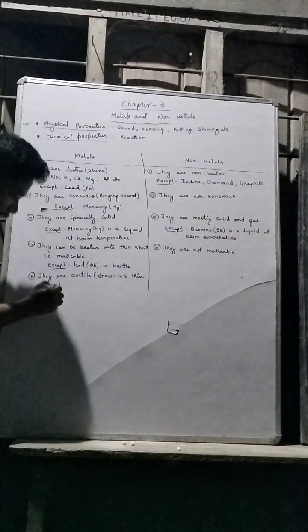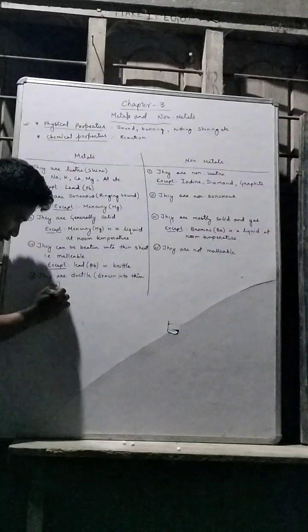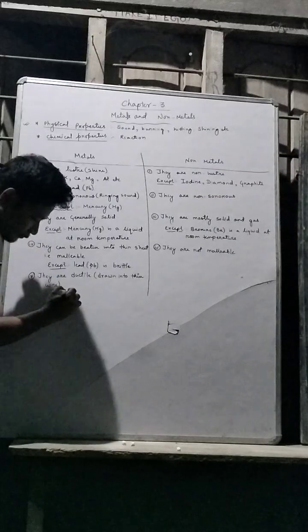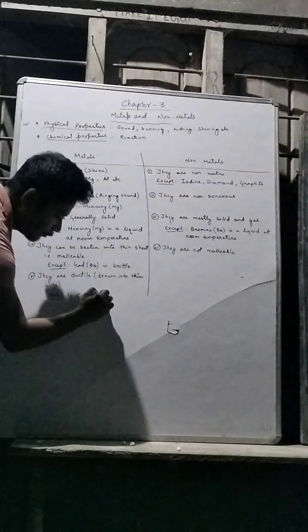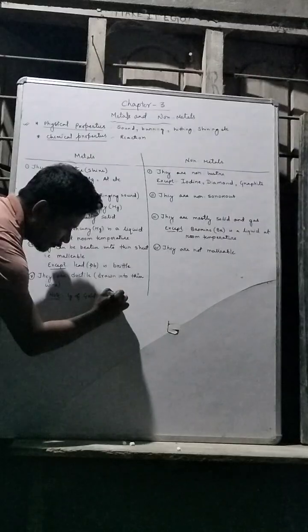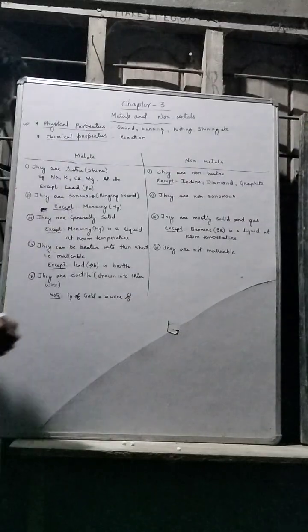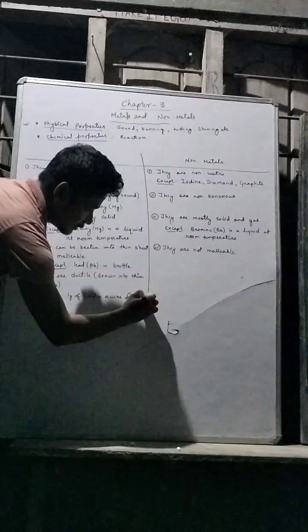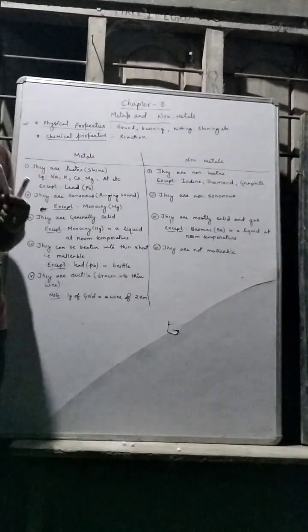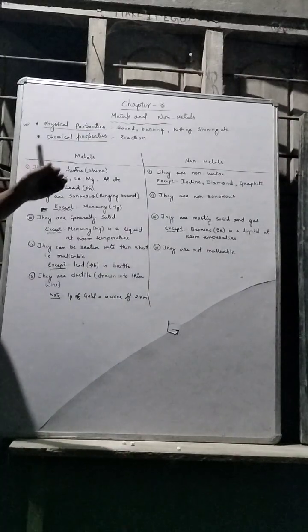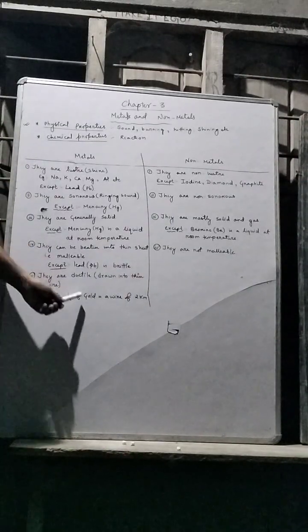Now, here is one note. With 1 gram of gold, we can make a wire of how many kilometers? We can make a wire of 2 kilometers. A 2 kilometer wire we can make with 1 gram of gold. So that means the most ductile metal is gold.